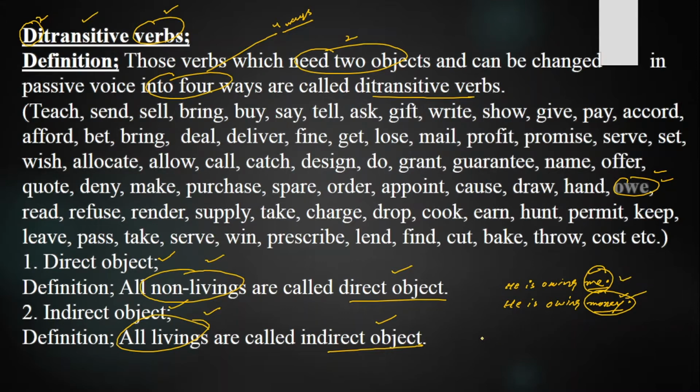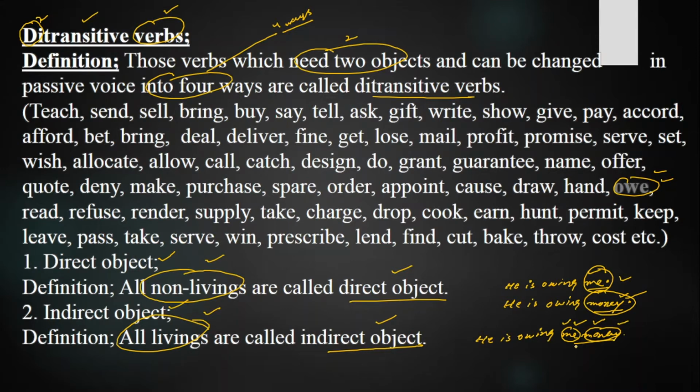Now if I say he is owing me money, see, he is owing what? Money. He is owing money to whom? To me. So you put the two objects in order to complete the meaning. And mostly we bring the indirect object at the beginning and the direct object at the end.